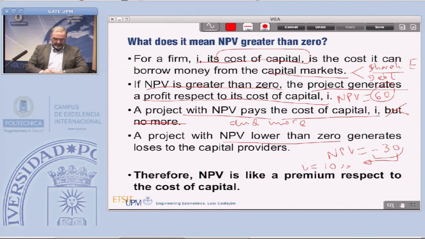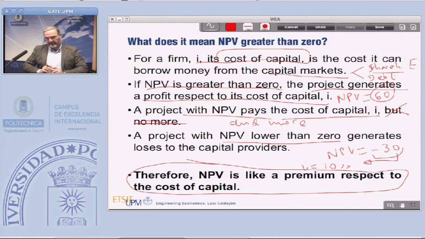Therefore, the most important message is this one. The net present value is a premium that an investment project has with respect to the cost of capital. So if the interest rate is 10%, and the net present value of the project is 60, this project is generating a premium of 60.